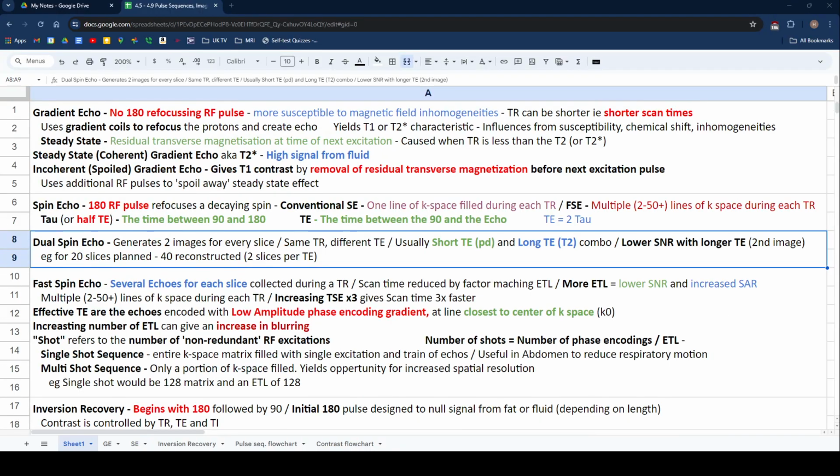A dual spin echo generates 2 images for every slice, with the same TR but a different TE. Usually a short TE gives proton density and a long TE gives T2. It has a lower signal to noise with a longer TE in the second image. So for 20 slices planned, there will be 40 reconstructed images, 2 per slice, one per TE.